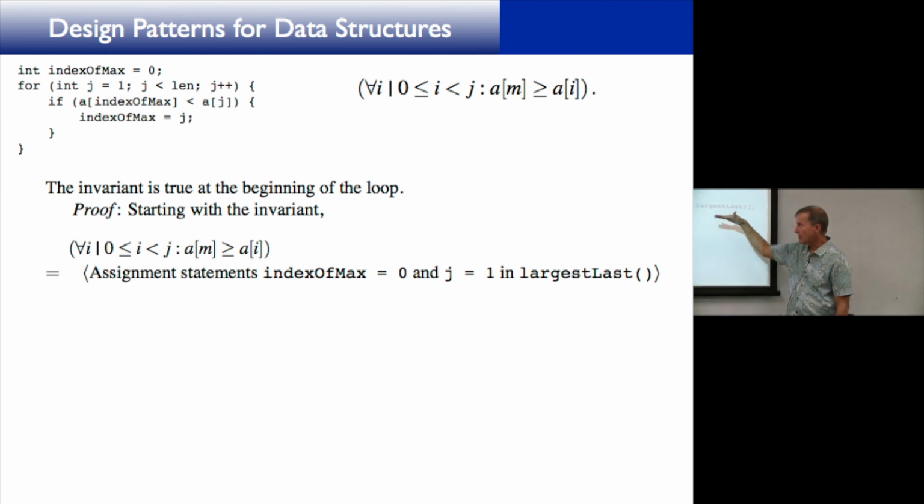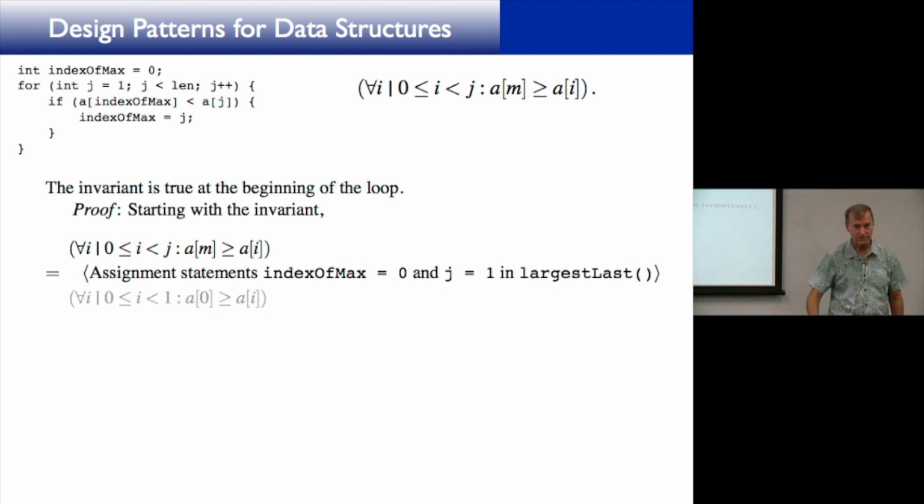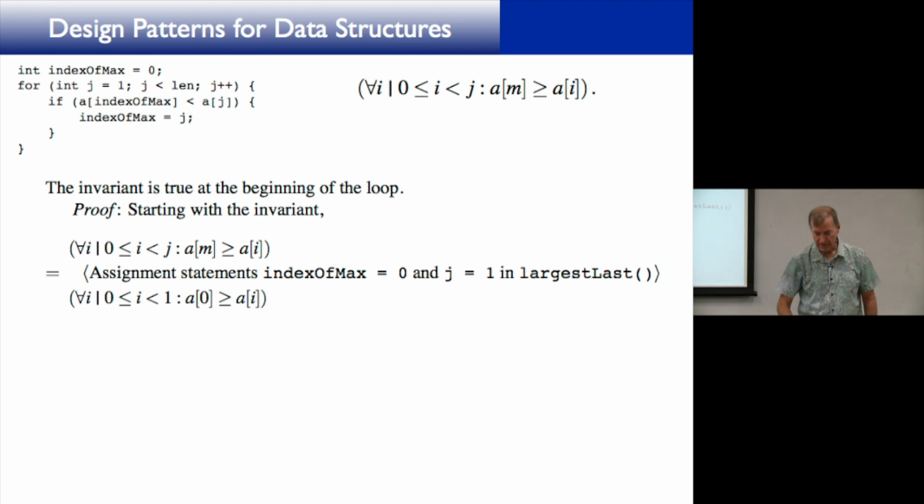So do you see then that from that code that gets executed, what does that do to our invariant? What should we plug in? 0 and 1. 0 for what? For m. And what? 1 for j. Now, are we good? So here, that becomes 0 less than or equal to I less than 1, a sub 0 is greater than or equal to a sub I.